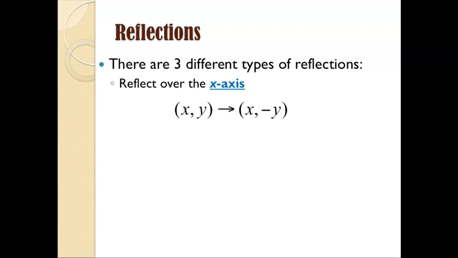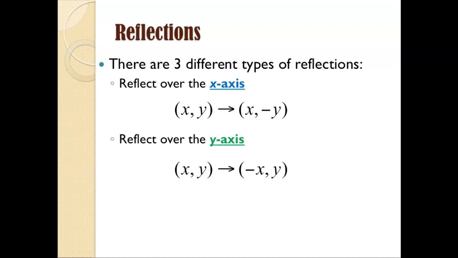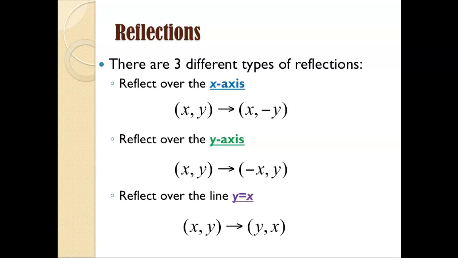Then we'll reflect over the y-axis. So (x, y) becomes (-x, y). And then the third type of reflection is a reflection over the line y equals x. In this case, the rule is that x and y just switch, so it becomes (y, x).